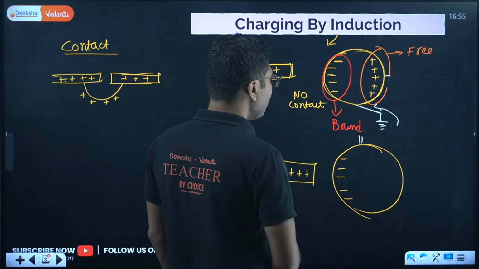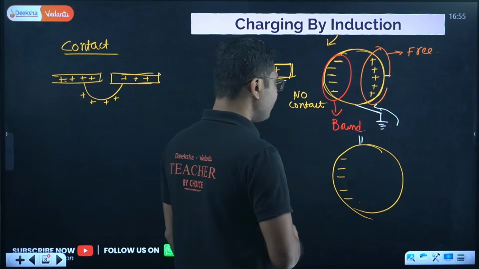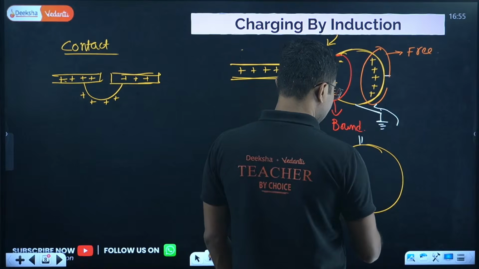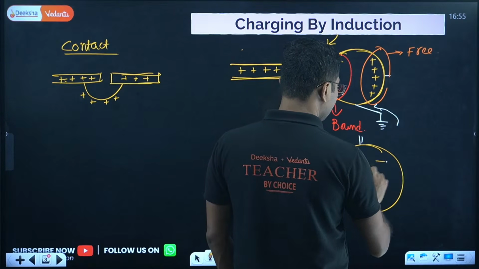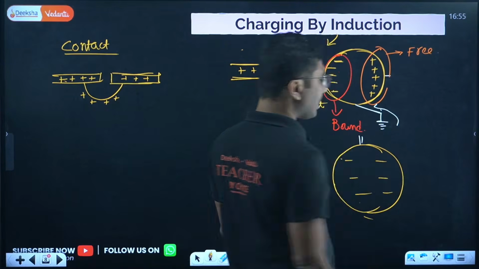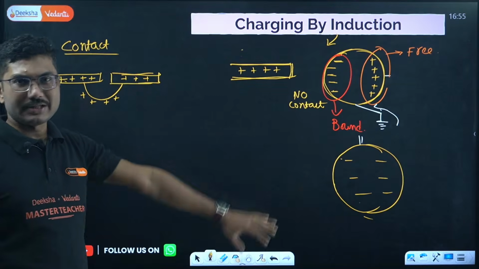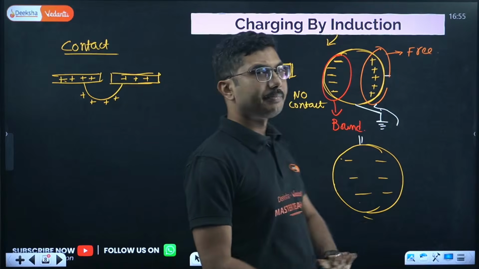Now if you remove this source charge, the excess charge that still remains on the body distributes itself over the object, and the object becomes negatively charged. So the object becomes negatively charged.